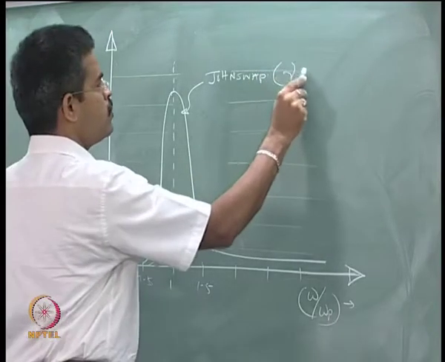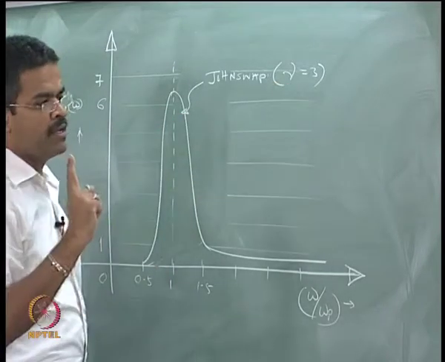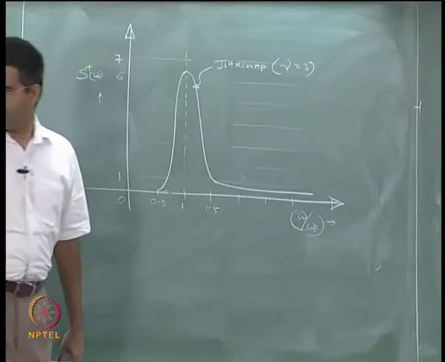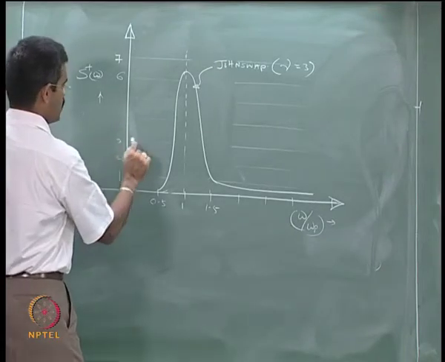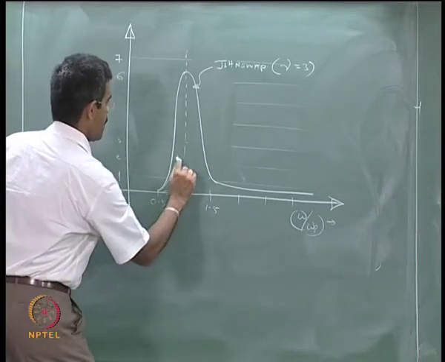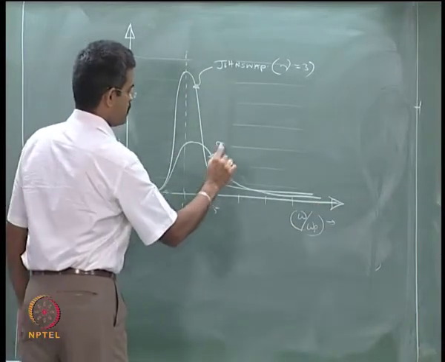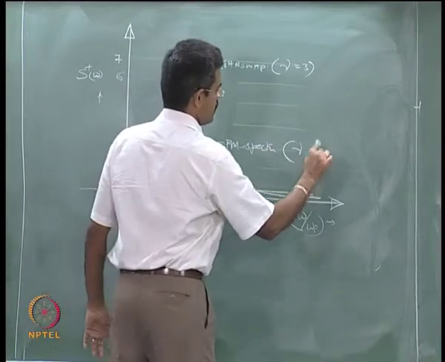So, for a typical value of mu at 3, this is how the JONSWAP spectrum will look. When you substitute the peakedness parameter as unity in the JONSWAP spectrum equation, I will get the Pierson-Moskowitz spectrum, which will have a peak at 3 and a broad end spectrum. This is the PM spectrum, I should say mu equal to 1.